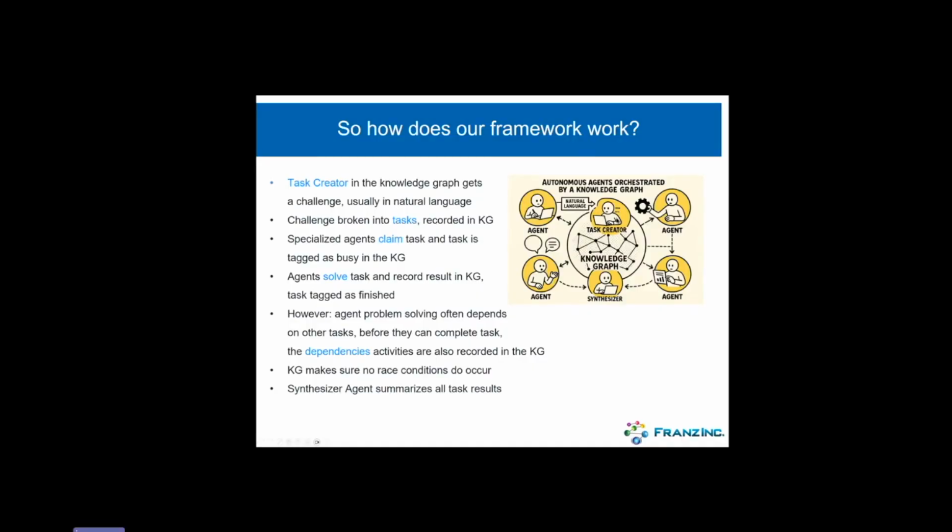So how does this framework work? If this is AllegroGraph, then we have a task creator and a synthesizer built into AllegroGraph. Say you have a complex query, then the task creator in the knowledge graph gets a challenge, usually in natural language. The challenge is broken into tasks, and they're recorded in the knowledge graph as open, unsolved. The specialized agents claim tasks, and it's recorded in the knowledge graph that the task is now busy.